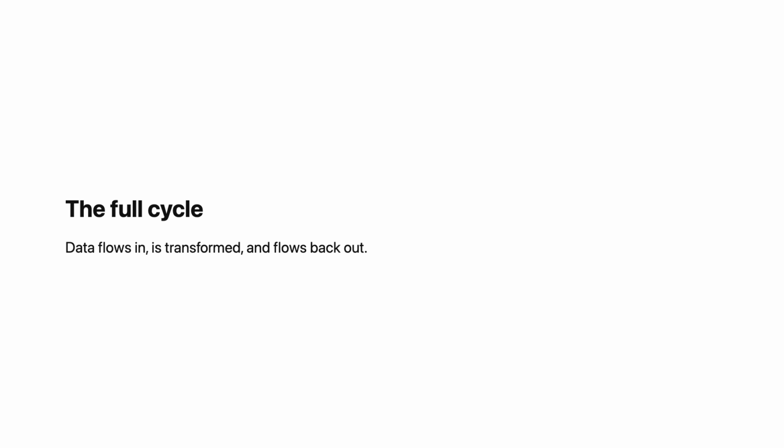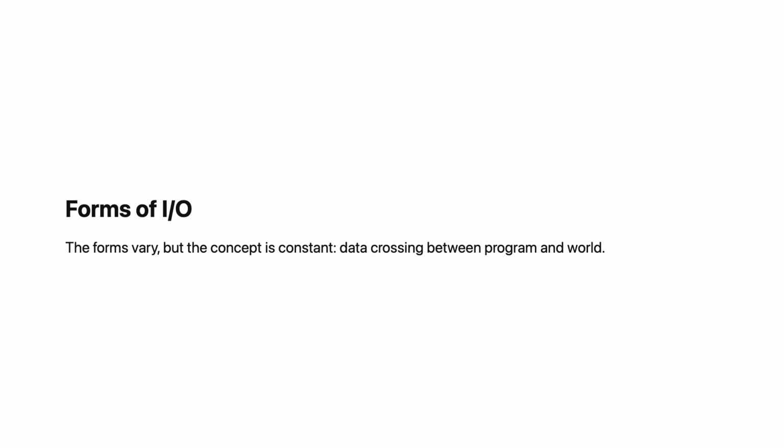Input and output take many forms. Keyboard and screen are the most familiar. User types, program displays, but there are many others. Files on disk, data from networks, information from sensors, commands to actuators. The principle is always the same. Data crosses the boundary between the program and the world. Input, data crosses from world to program. Output, data crosses from program to world. The specific mechanism varies. The concept remains constant.